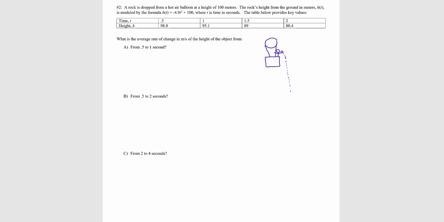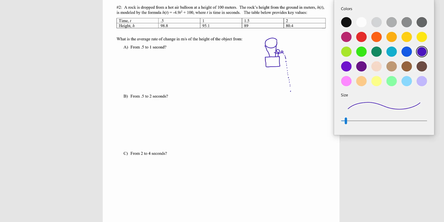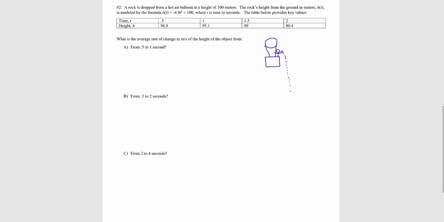They say dropped, but this is a quadratic. So there should either be a little bit of a curve to what he drops, or you could even say, oh, he actually throws it in the air and then it drops. But either way, that's kind of the picture that we're looking at right here. And then we want the average rate of change of the height from first 0.5 to 1 second.